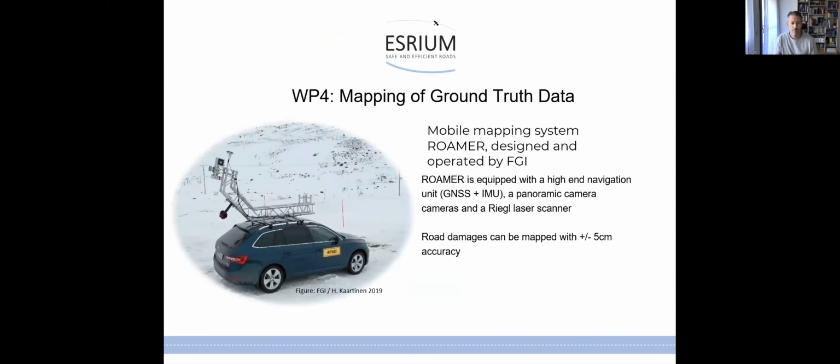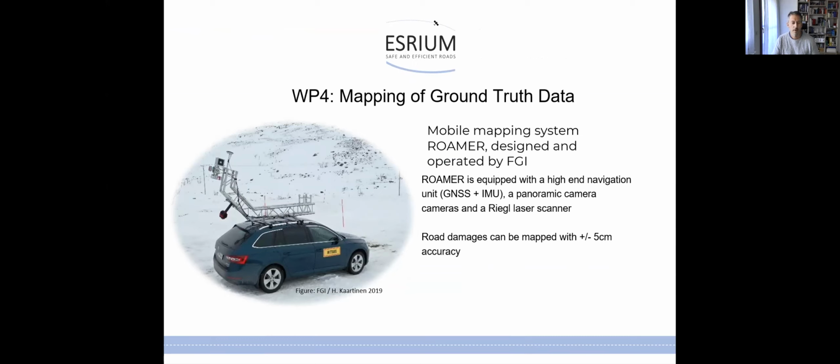Our Finnish partner uses a mobile mapping system. You see it here on the picture. They have designed their system on their own. It uses another scanner. It uses one panoramic camera, but the basic principle is the same. So it's a mobile mapping system.